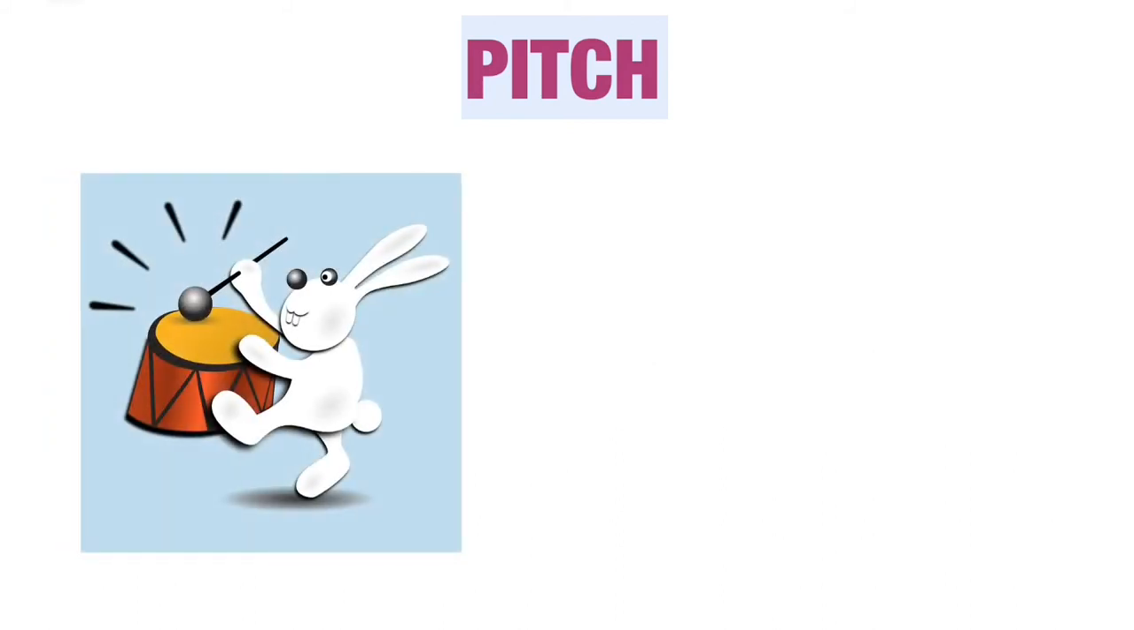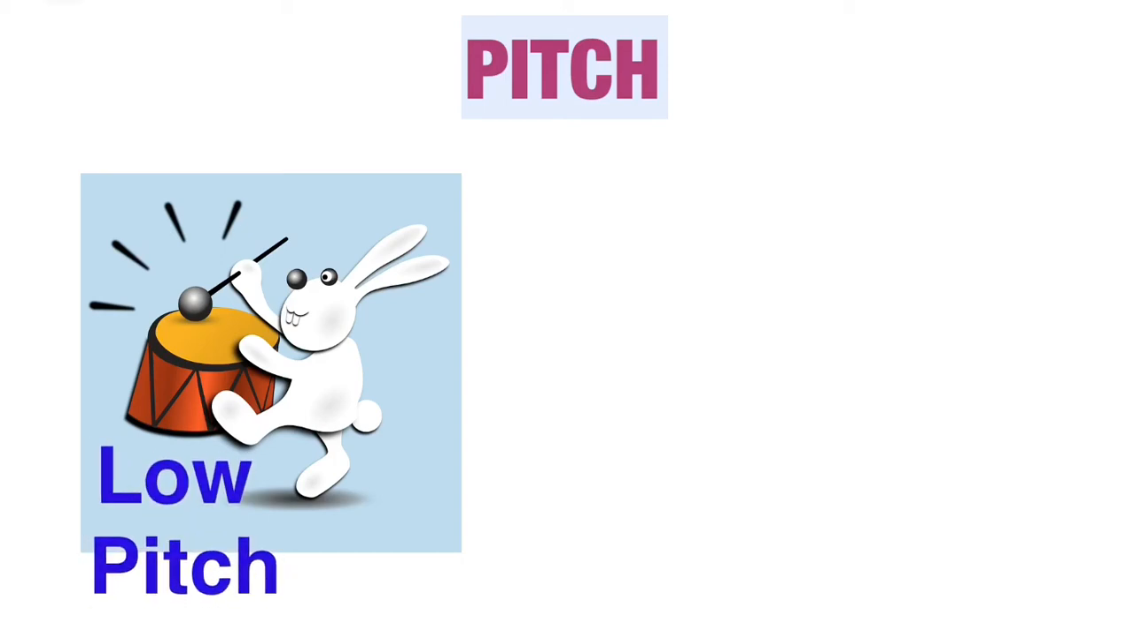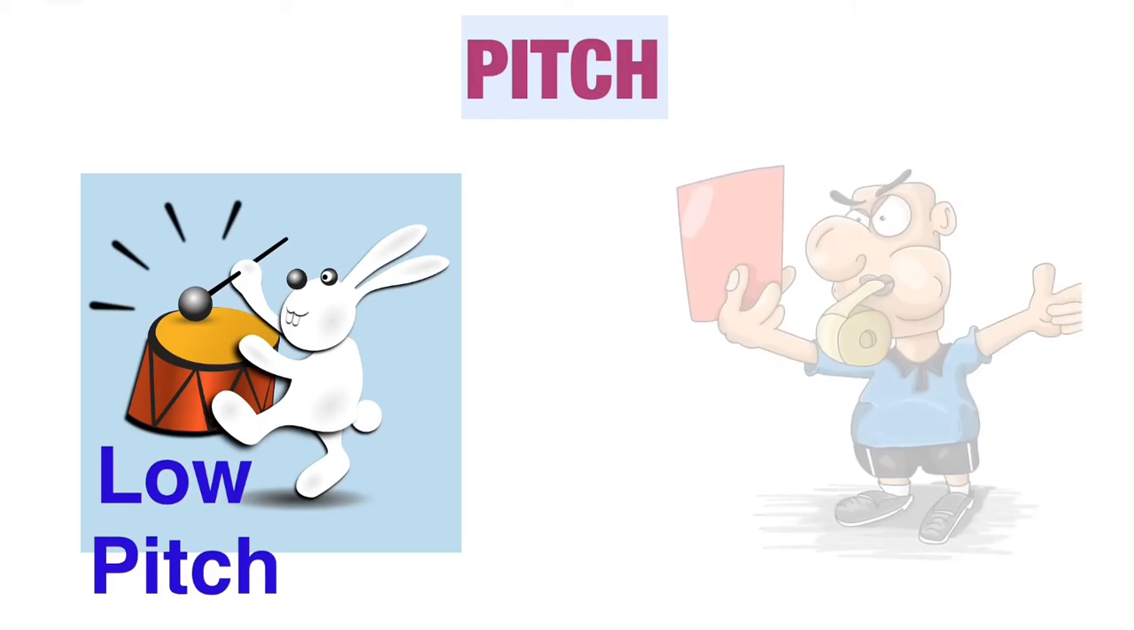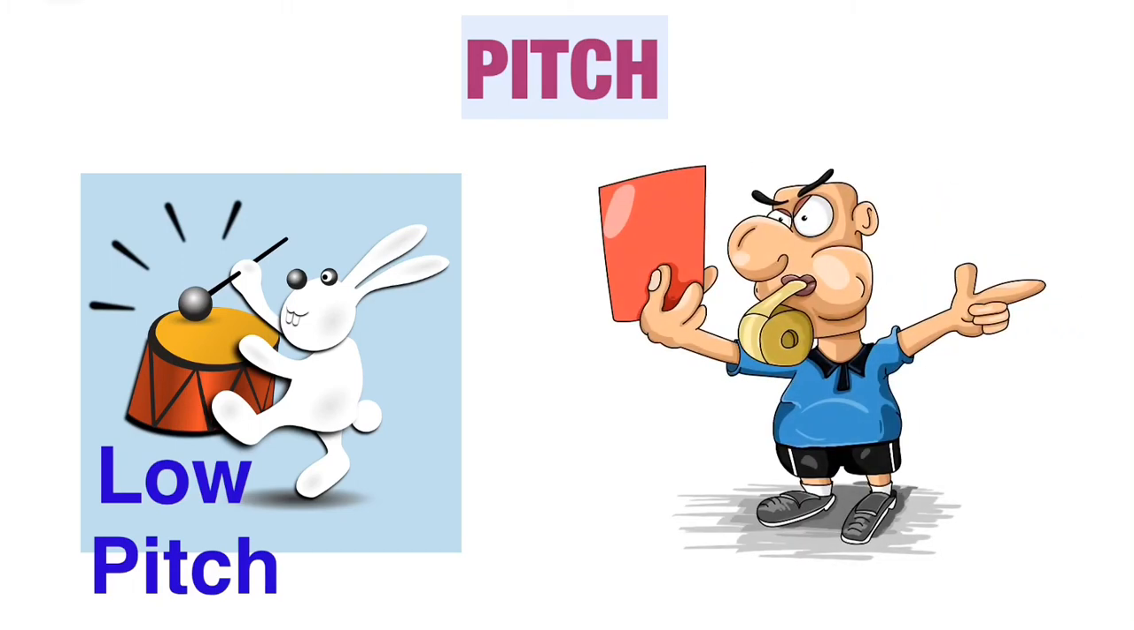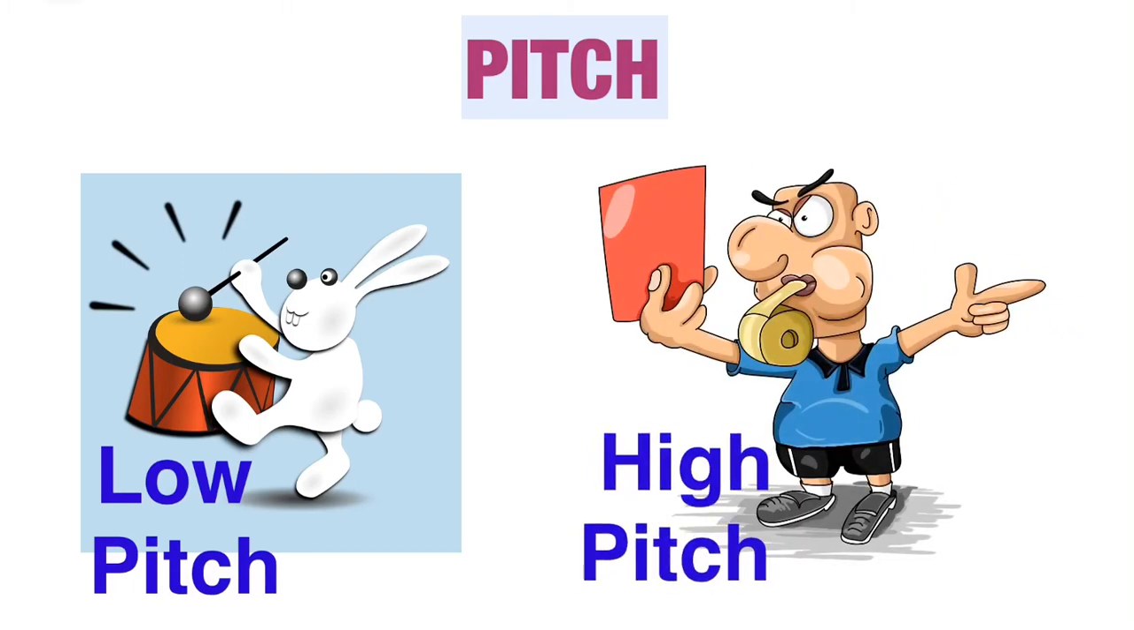For example, the drum vibrates with a low frequency. Therefore, it produces a low-pitched sound. On the other hand, a whistle has a higher frequency and therefore produces a sound of higher pitch.